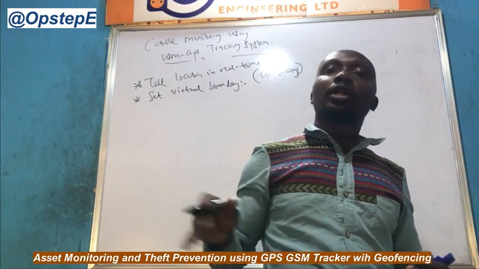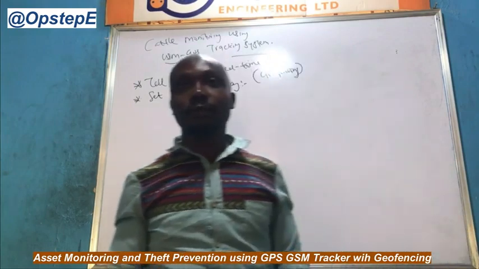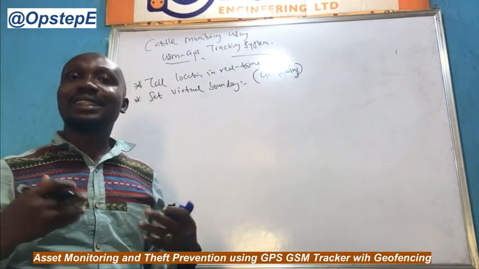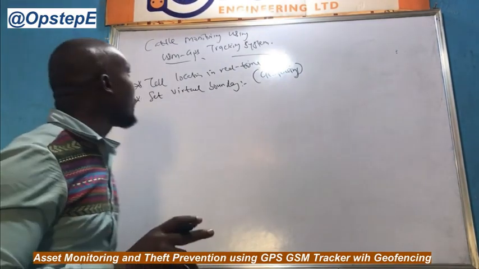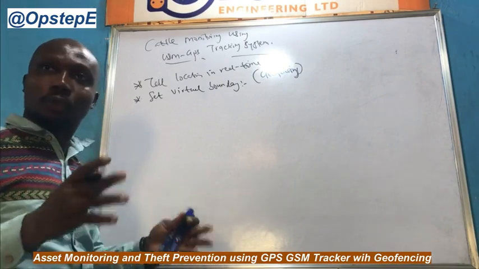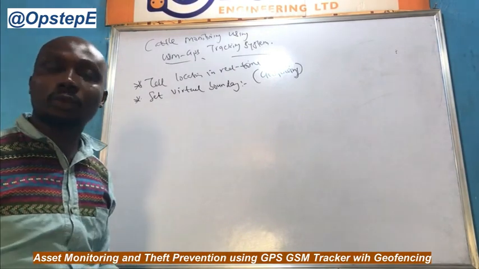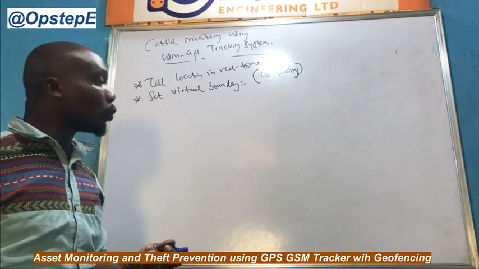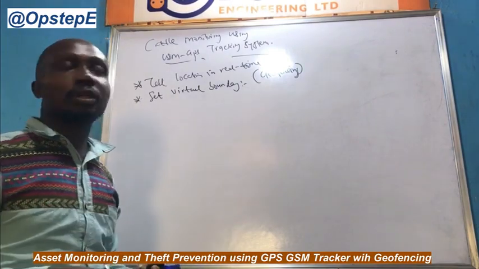Where we say, as long as these cattle are within this perimeter, do nothing. But once they leave this fence, this geo-fence or virtual fence, then you can let me know via text message. So these are the two vital operations that the system is supposed to carry out. We want to be able to tell the location in real time where those cattle are. We also want to be able to set virtual boundaries, and we want to know when they have exceeded that virtual boundary.